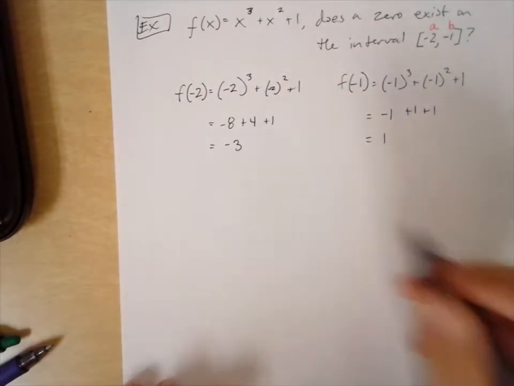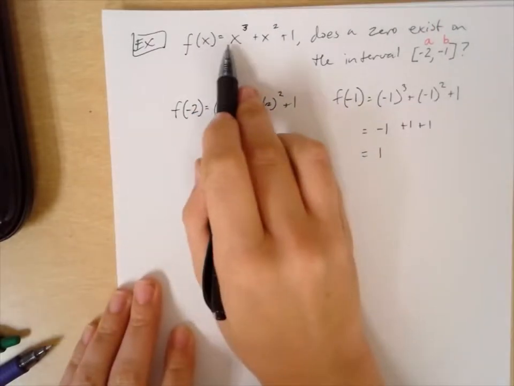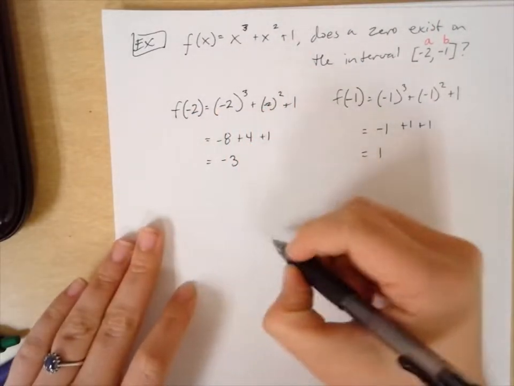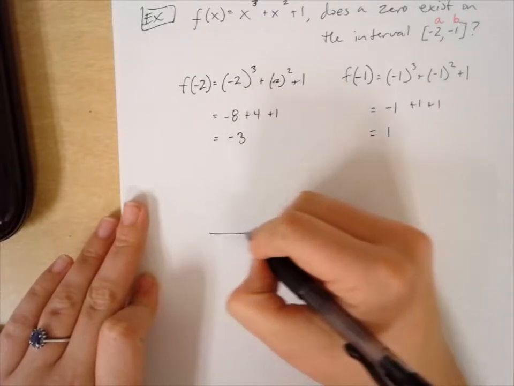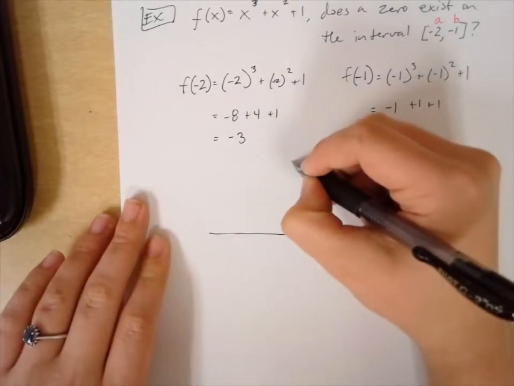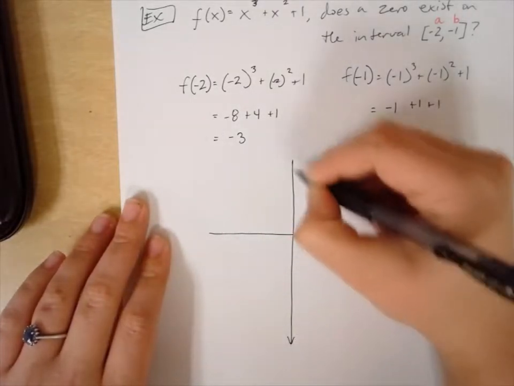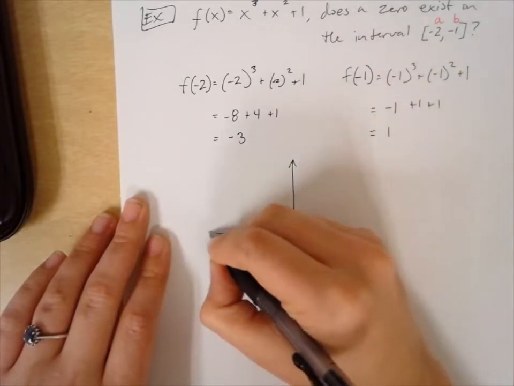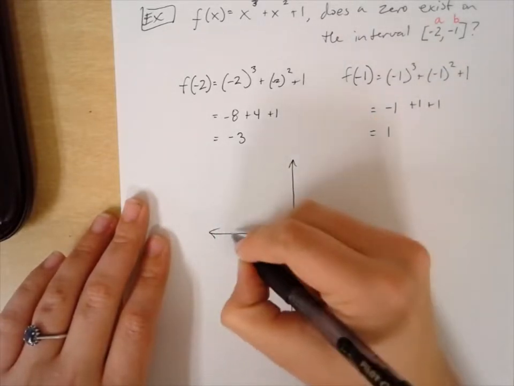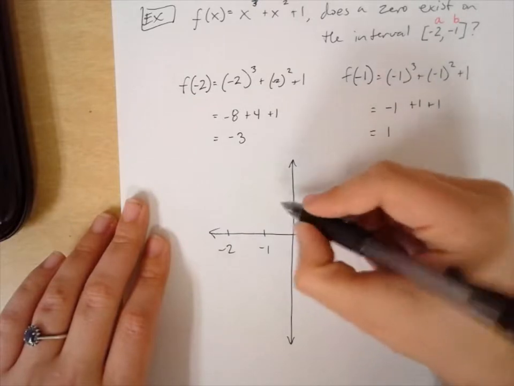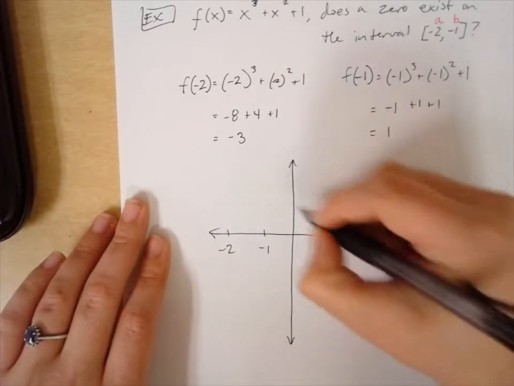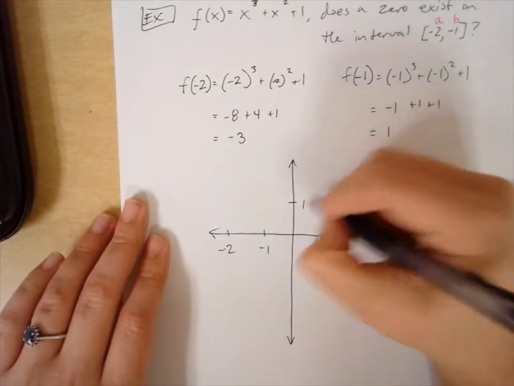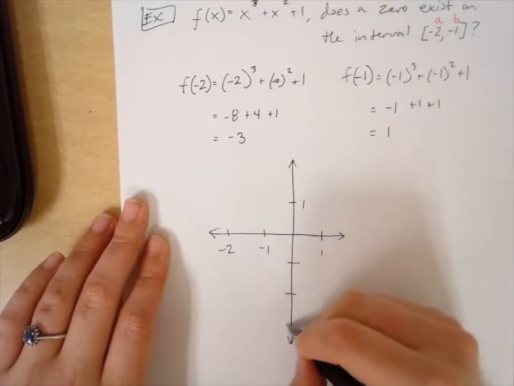And when we graph x cubed plus x squared plus 1, holy smokes, we totally prove our point. Let's do that. Let's graph this. Let's call this -1. Let's call this -2. And we'll call this guy out here 1. And we'll call this guy right here 1. We'll go down 1 to -3.